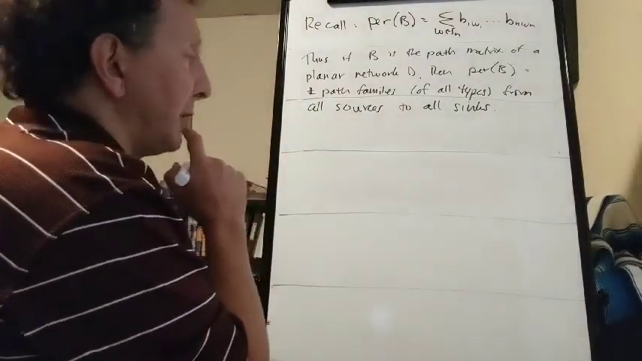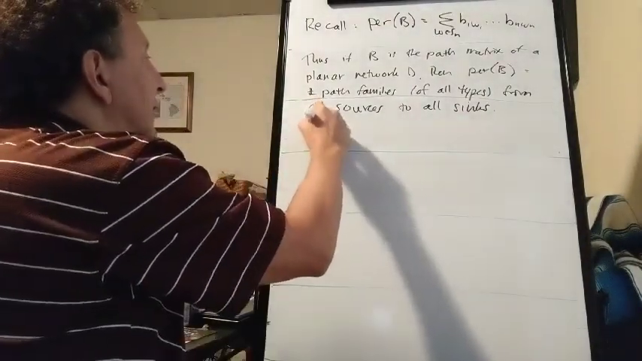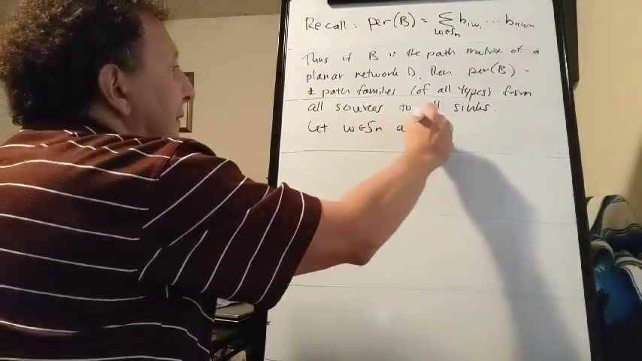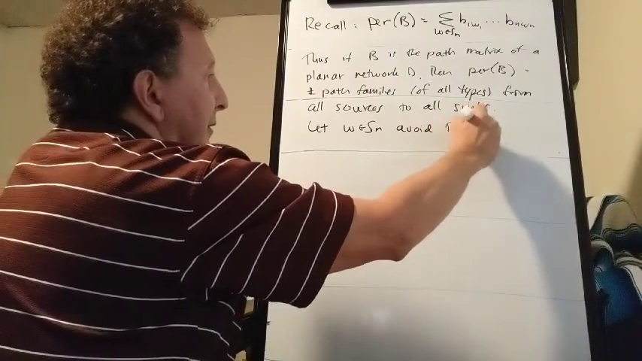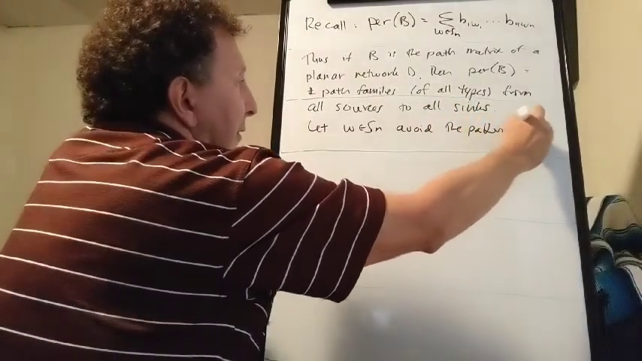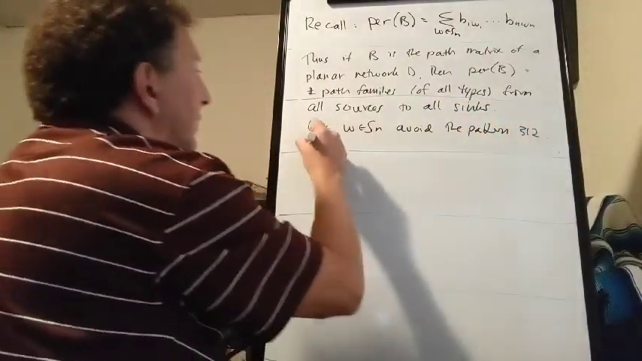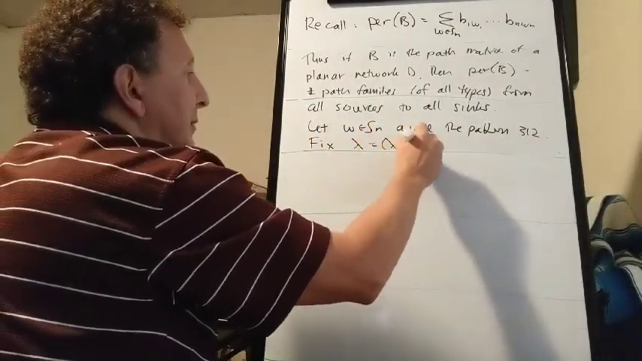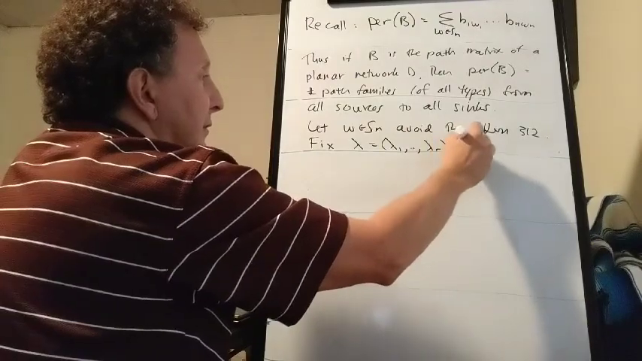Alright, so what does this mean about character evaluations? Let's let w in Sn avoid the pattern 3, 1, 2. And let's fix lambda, a partition of n with r parts.